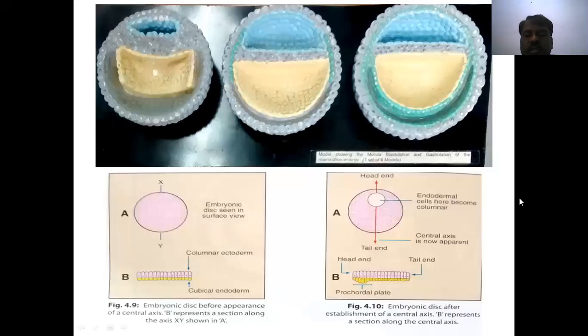Good morning, students. Today we are discussing the remaining embryology models. So once again, I will recap how it is formed: the ectoderm, endoderm, and mesoderm.